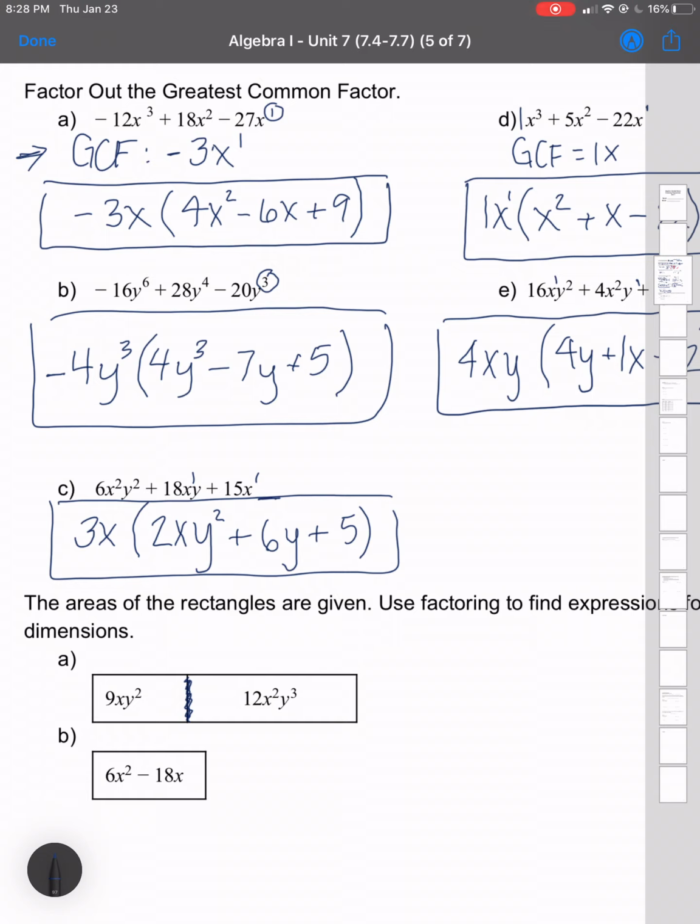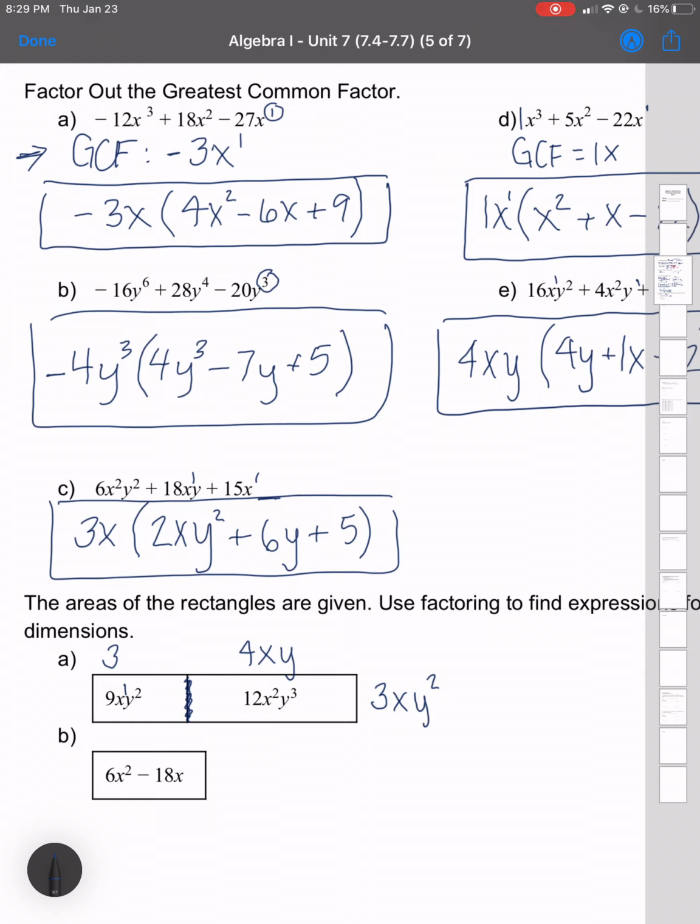So 9 and 12 are divisible by 3. Our lowest exponent on the x is 1, and the lowest exponent on our y's is y squared. Then we're going to find the length of each one, so we're going to divide. 9 divided by 3 is 3, and xy squared will all cancel. Then our longer rectangle, 12 divided by 3 is 4. X squared divided by x is just x, and y cubed divided by y squared is y.